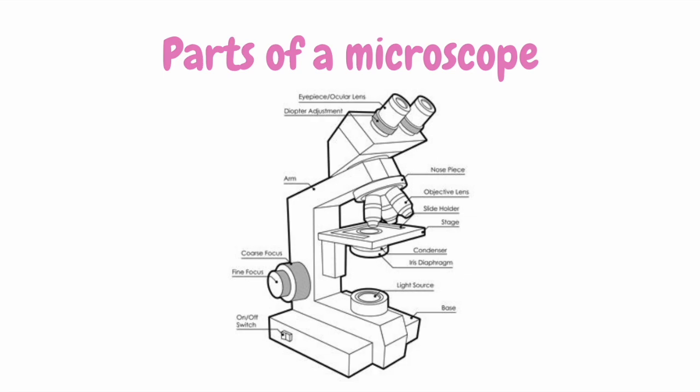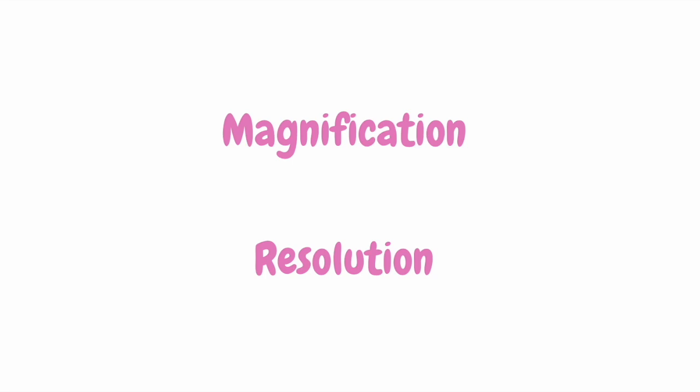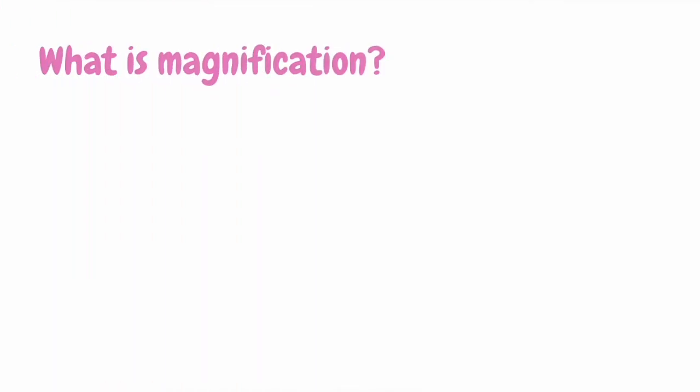Now that we know the structure and components of the microscope, we can discuss two important terms: magnification and resolution. It is very important to know how to distinguish these two terms. Magnification is the number of times an image is enlarged. So for example, if the magnification is 10x, it means the image has been enlarged 10 times.